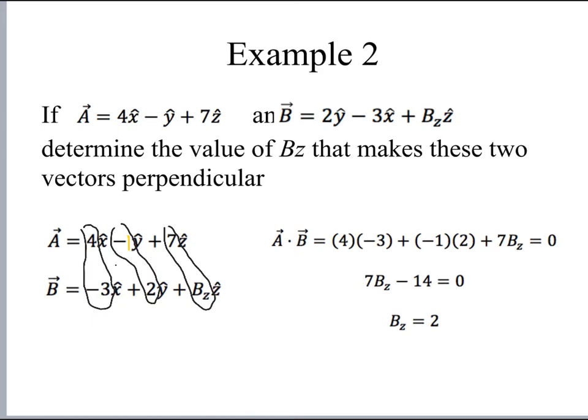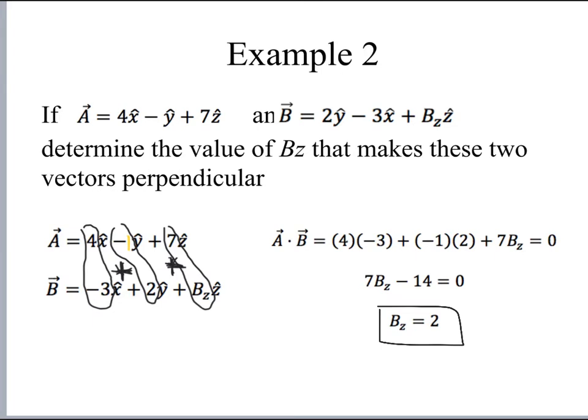And once you multiply them, you add them up. So I've got 4 times negative 3, and then I've got minus 1 times 2, and 7 times bz. And all those groupings are added up together. And so when I simplify this, I end up with 7bz minus 14 equals 0. And I think everybody would agree that that's easily solved to give bz equals 2.